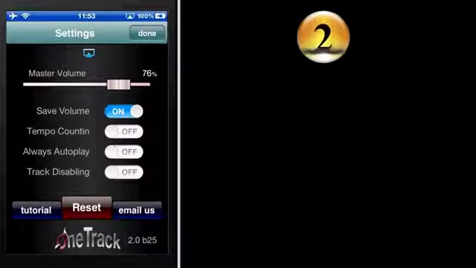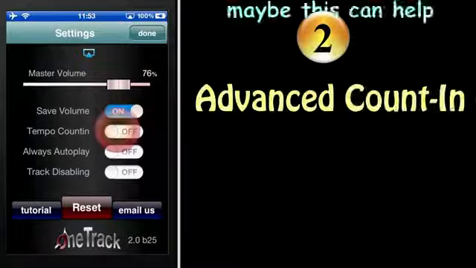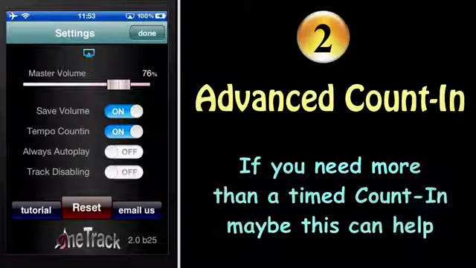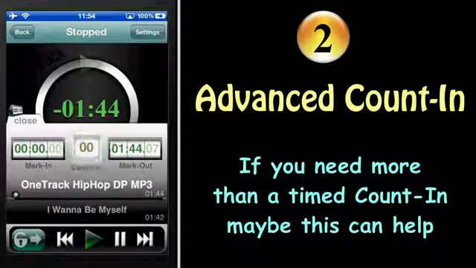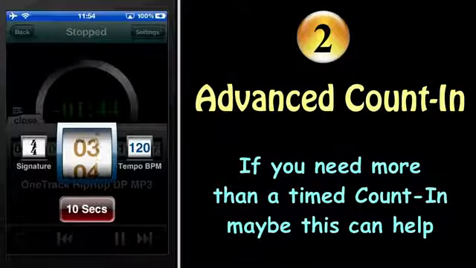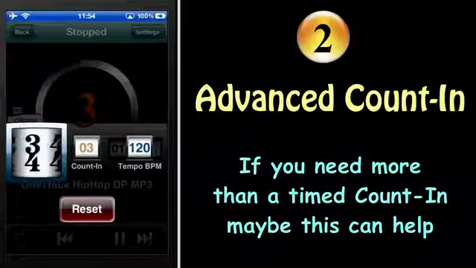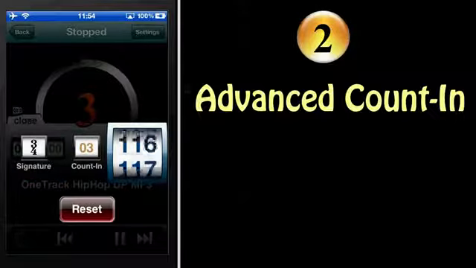New feature number 2 is an enhancement to our count-in facility. Sometimes you might need a little more than a large time-based countdown to your track. Now you can have a visual metronome to count you in at whatever tempo and measure your song needs. You can even tap along to a playing track if you're not sure of its tempo.